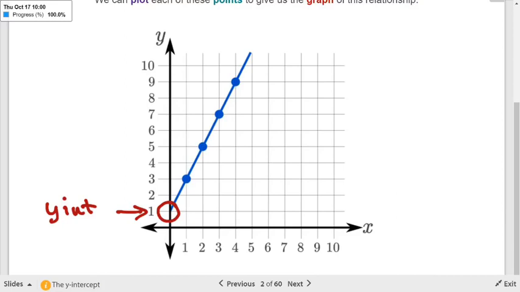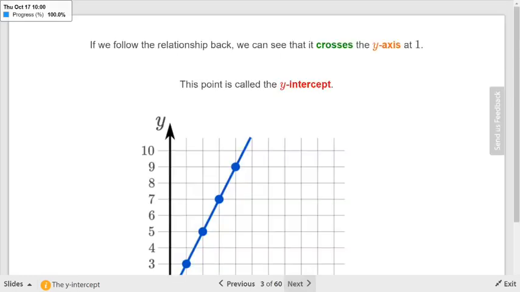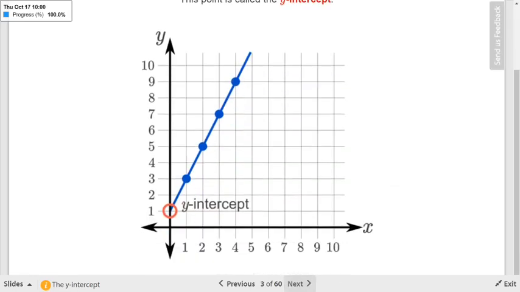Do you see it? Yeah, because it's like touching the y. Right, because it's on the y-axis. Got it? Okay? That's all there is to it. So you're just looking at where it crosses or touches the y-axis. And then they're just doing what I just did, circling it.